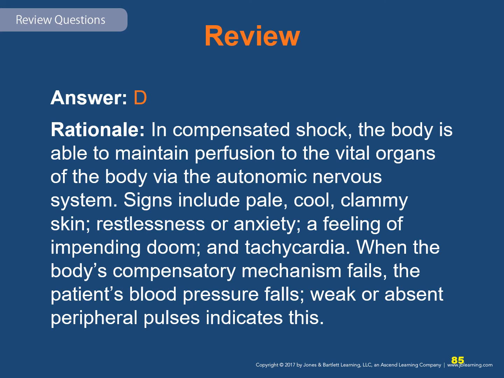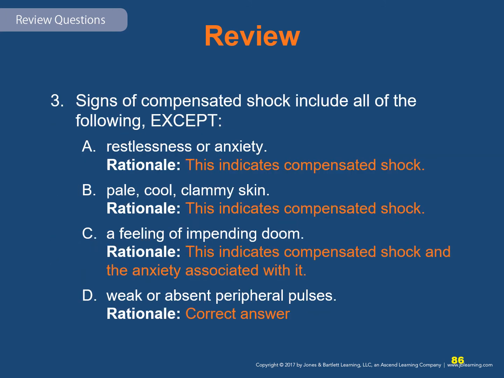autonomic nervous system. Signs include pale, cool, clammy skin, restlessness or anxiety, a feeling of impending doom, and tachycardia. When the body's compensatory mechanism fails, the patient's blood pressure falls. Weak or absent peripheral pulses indicate this.